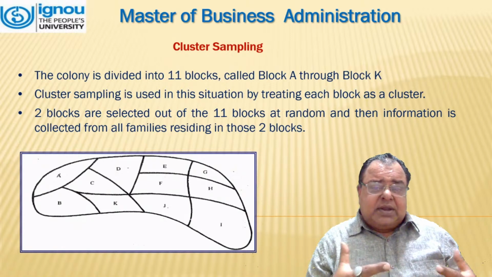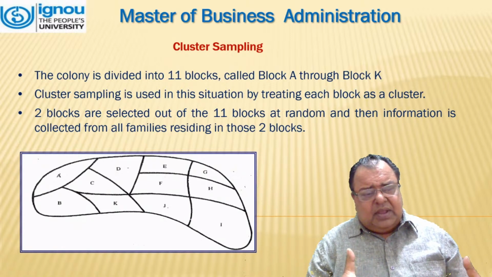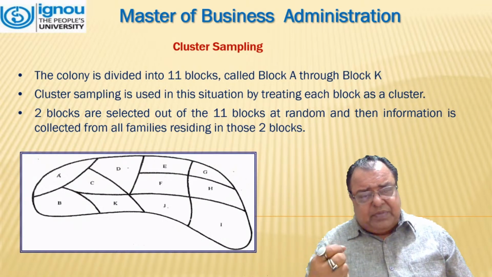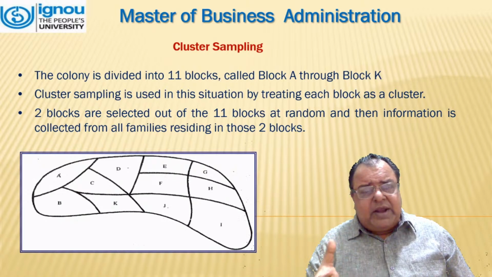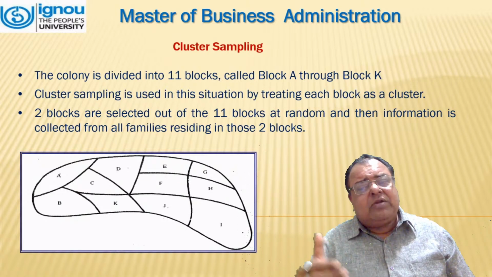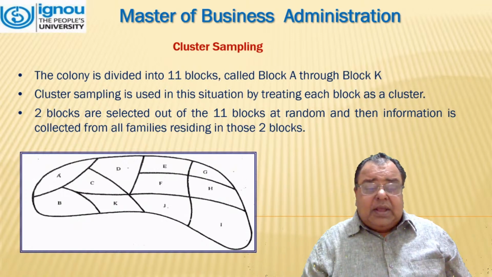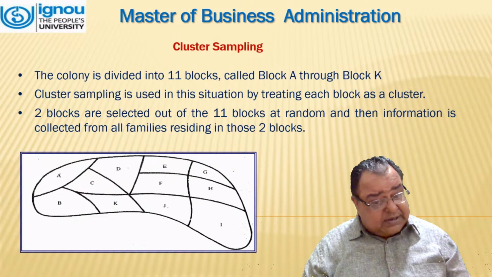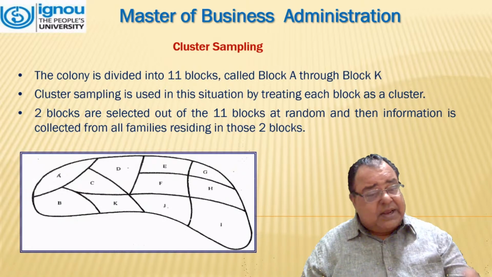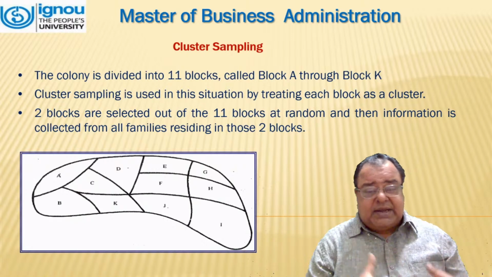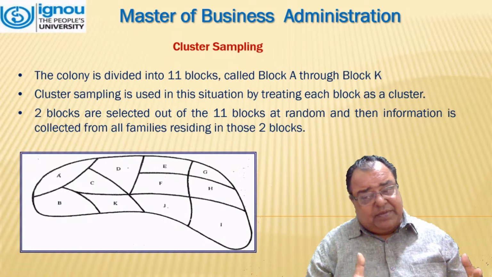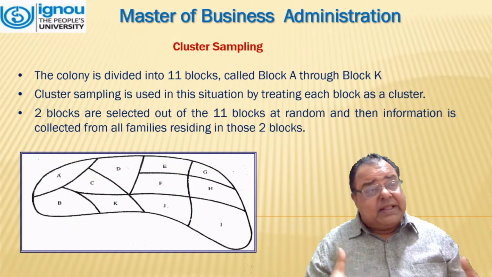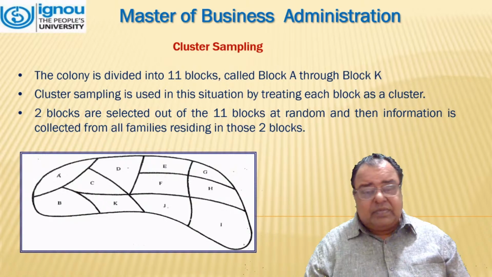The next one is cluster sampling. Here we take up an example of a colony. Let this colony be divided into 11 blocks from block A till block K. Cluster sampling is used in this situation by treating each block as a cluster, as you can see in the diagram. 2 blocks are selected out of the 11 blocks at random, and then the information is collected from all the families residing in these 2 blocks.